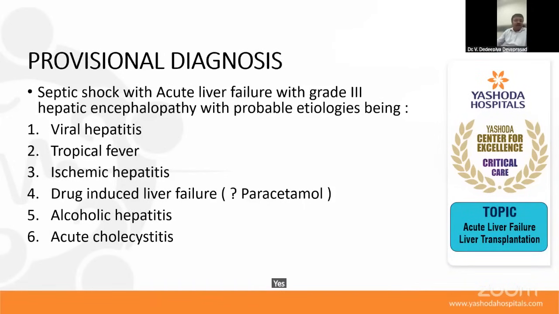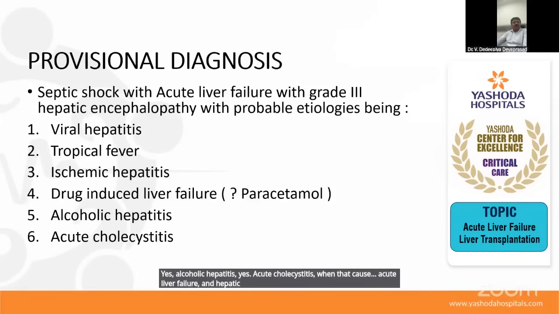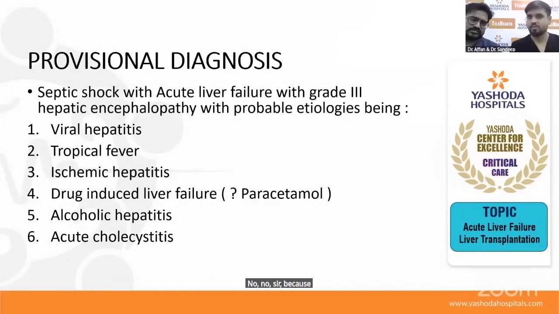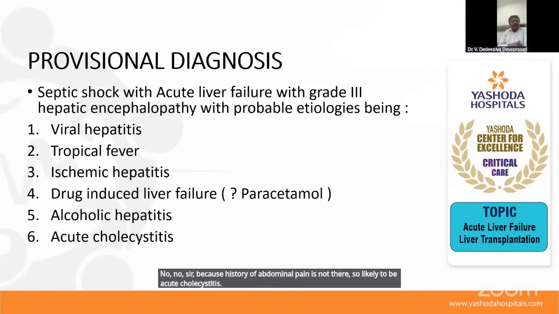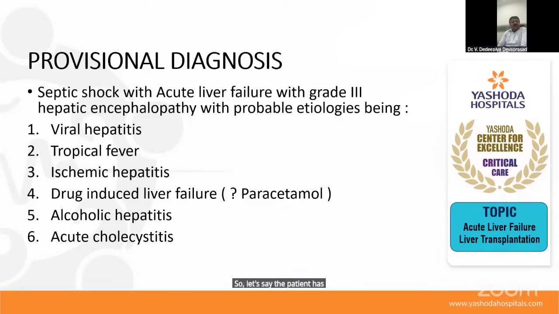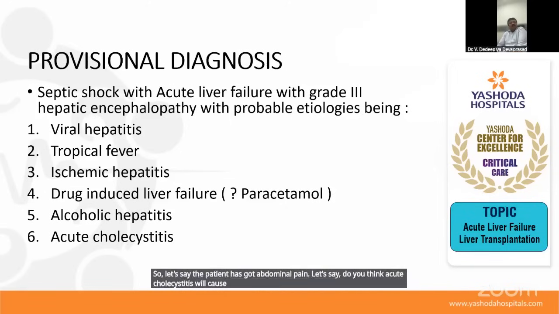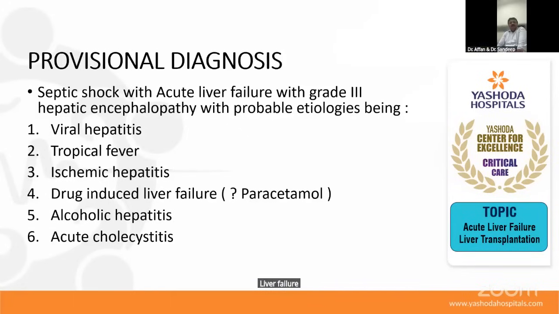Yes, alcoholic hepatitis, yes. Acute cholecystitis, will that cause acute liver failure and hepatic encephalopathy? Do you want to still put it there? No, sir, because history of abdominal pain is not there. Let's say the patient has got abdominal pain. Do you think acute cholecystitis will cause acute liver failure? Unlikely.